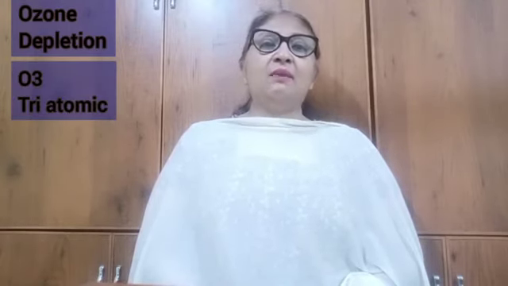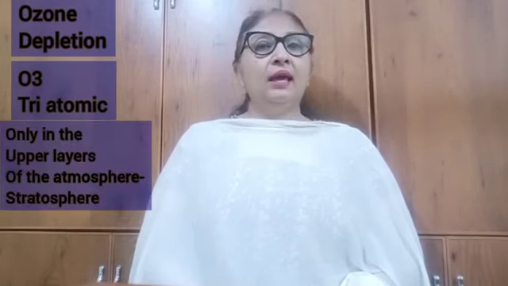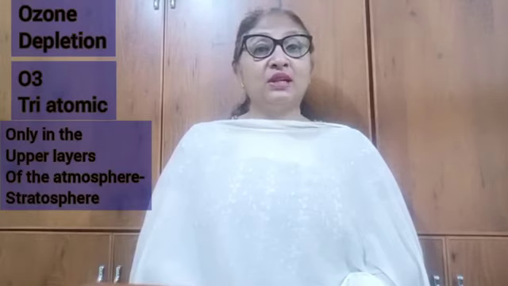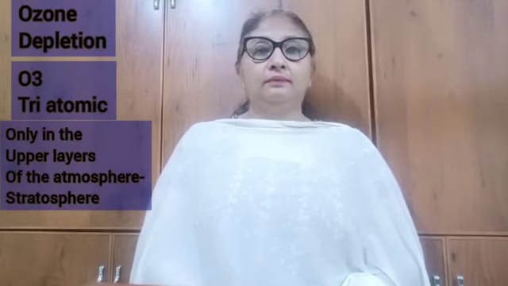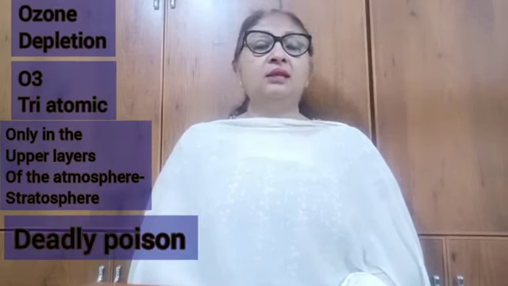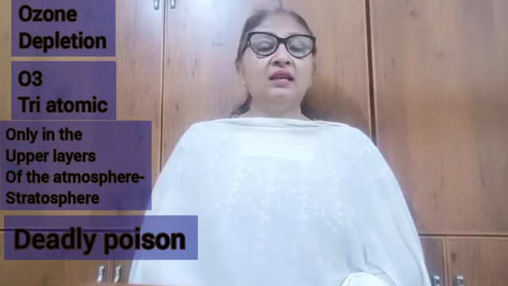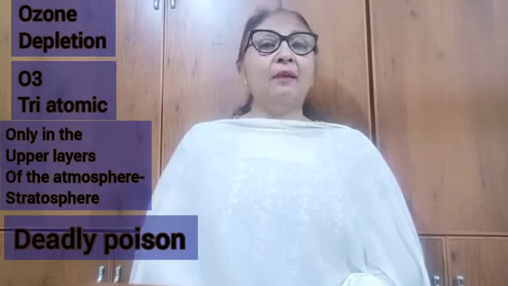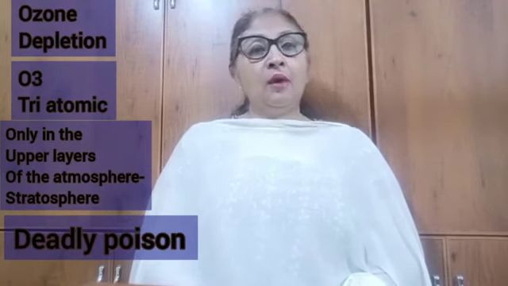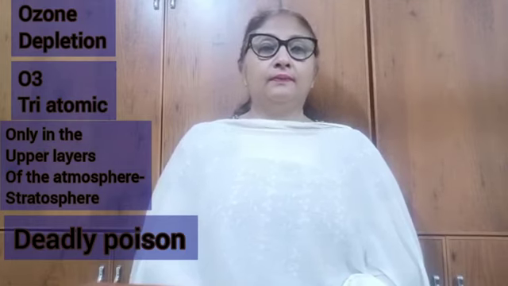Now, what is ozone? Ozone is a triatomic oxygen molecule. It is found only in the upper layers of the atmosphere, especially in the stratosphere. It is a deadly poison and it helps to protect the Earth's atmosphere from the dangerous ultraviolet radiations emitted by the sun. Now let us see what are the differences between oxygen and ozone.